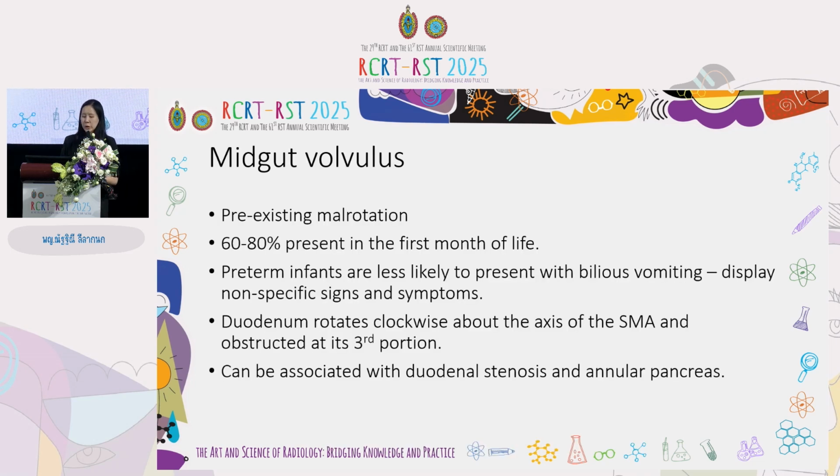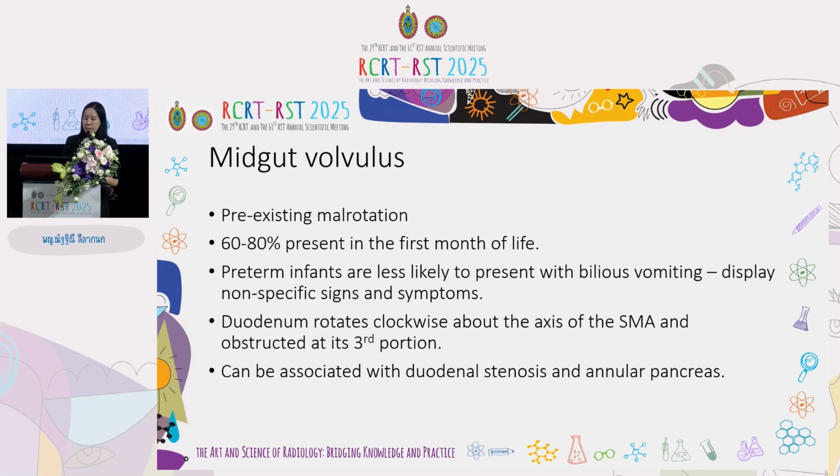Midgut volvulus usually occurs in neonates with pre-existing midgut malrotation, and it commonly presents in a previously well neonate with an acute onset of bilious vomiting. About 60 to 80% of cases present in the first month of life. However, preterm infants are less likely to present with bilious vomiting, but may display non-specific signs and symptoms such as apnea, gastric retention, abdominal distension, and may present with shock and necrotic bowel at operation.